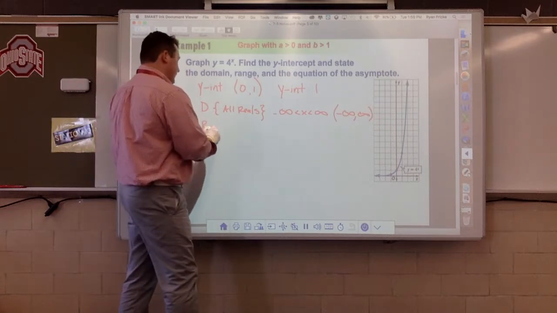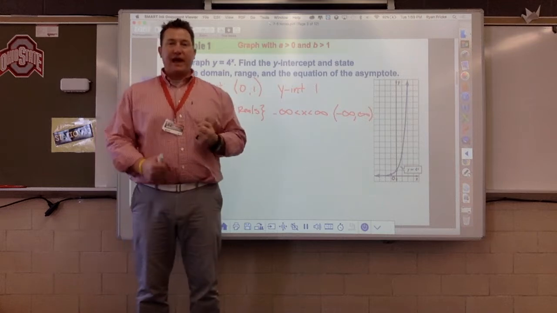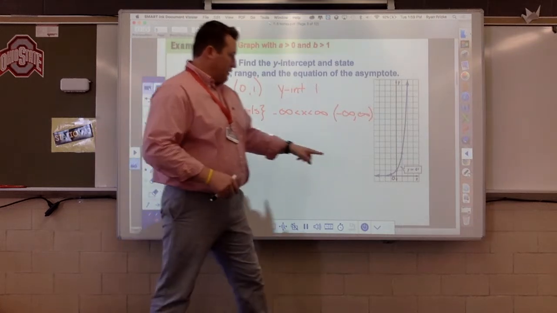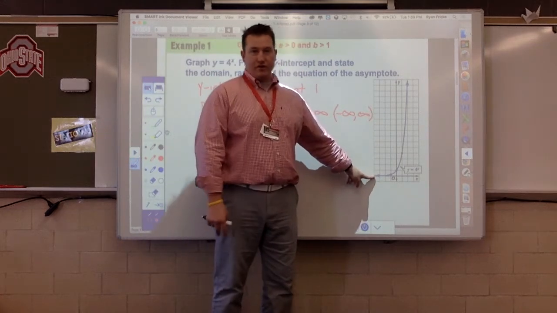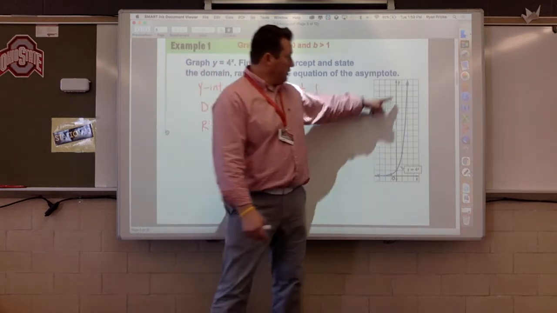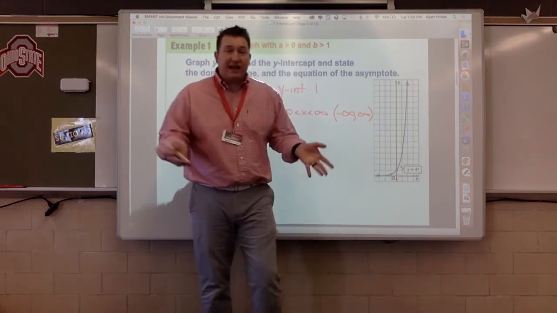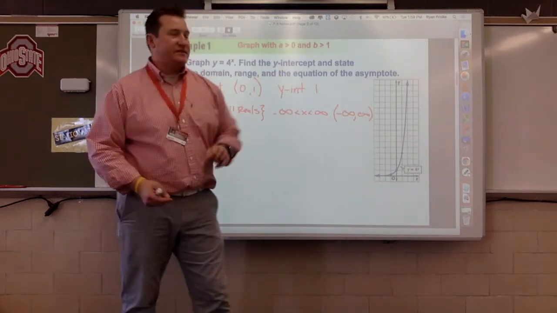Range is a little bit different. How low does it go? How high does it go? And this is where we have to see the asymptote. I promise you, this graph will not get to 0. It's starting up here and it's going this way. It looks like it already is there, but it's not, I'm telling you.